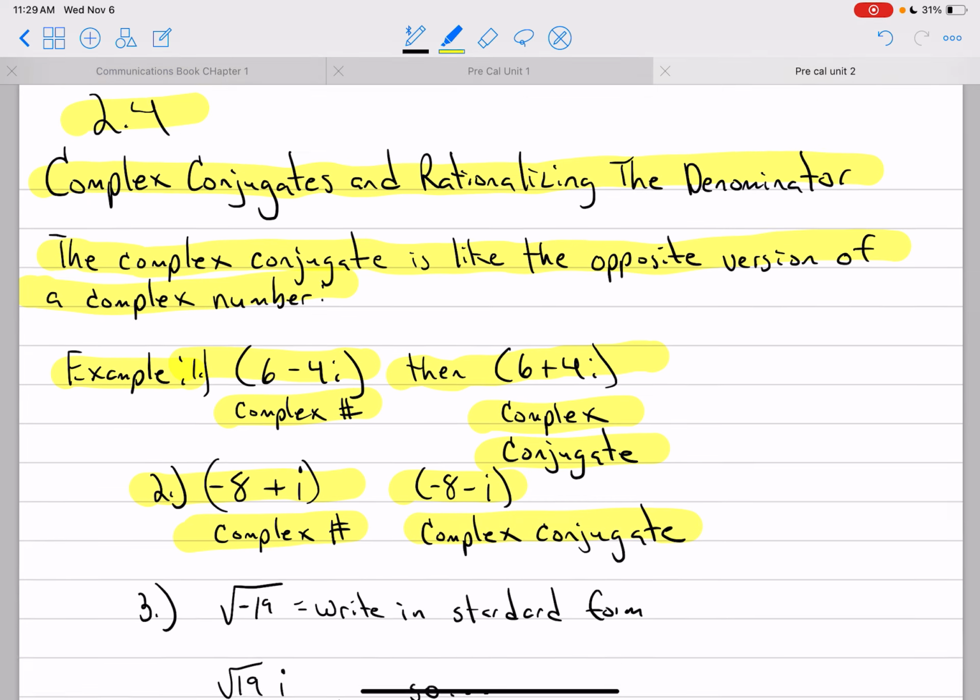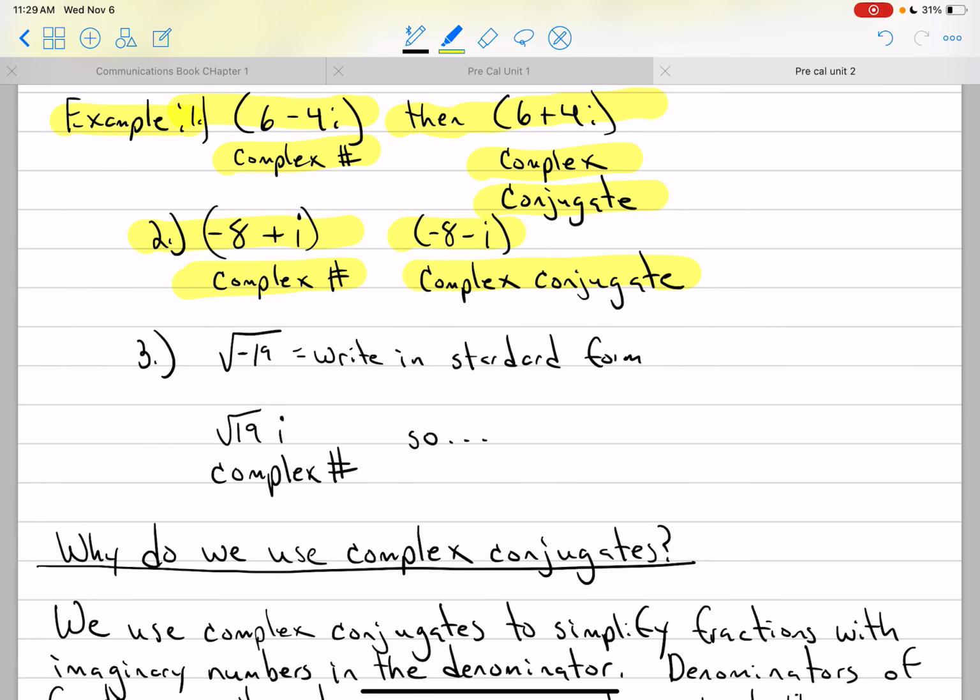That's the complex conjugate. Third example, if we have the square root of negative 19, I have to write this in standard form. The square root of negative 19 is square root of 19i. That's the complex number, because that's the square root of 19 times negative 1, the square root of negative 1. So that's where I get the square root of 19i.